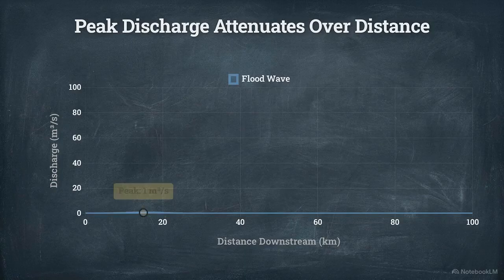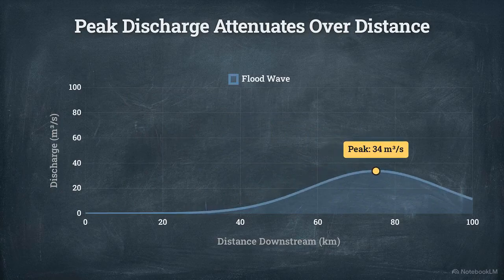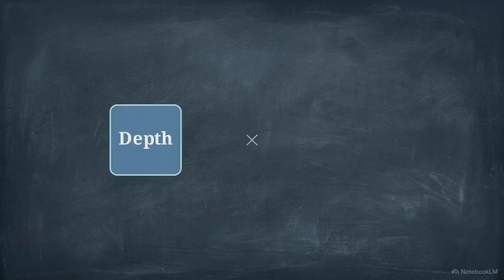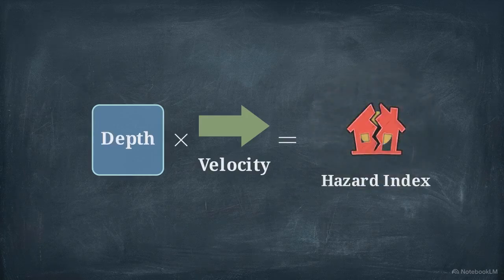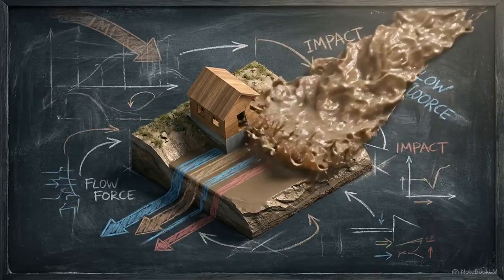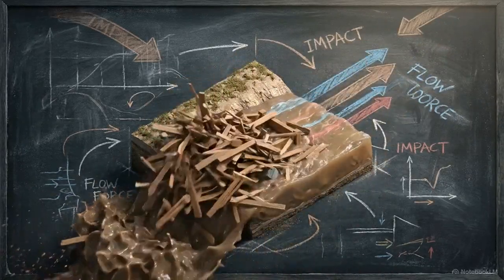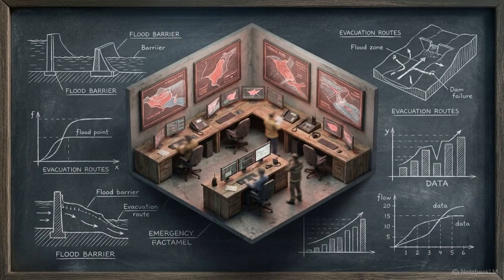The geometry and friction of the floodplain naturally soak up and spread the water, attenuating the peak discharge over distance. Using this data, RAS Mapper generates a hazard index map. By multiplying the flood depth by the water velocity, it identifies structurally devastating flow paths. Evaluating pure water depth is a fatal mistake in planning. The hazard index is the true metric for identifying zones where homes and infrastructure will be obliterated by the force of the water. Once the physics are calculated, the narrative shifts from structural engineering to emergency response logistics.